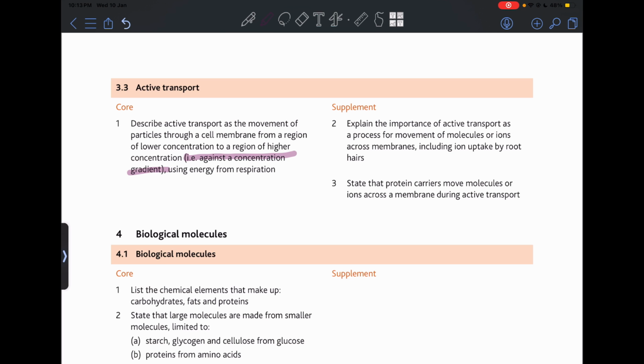So this is all that core students need to know. Now, for the supplement or the extended students, you have to know the importance of active transport as a process for movement of molecules or ions across membranes, including ion uptake by root hair cells.